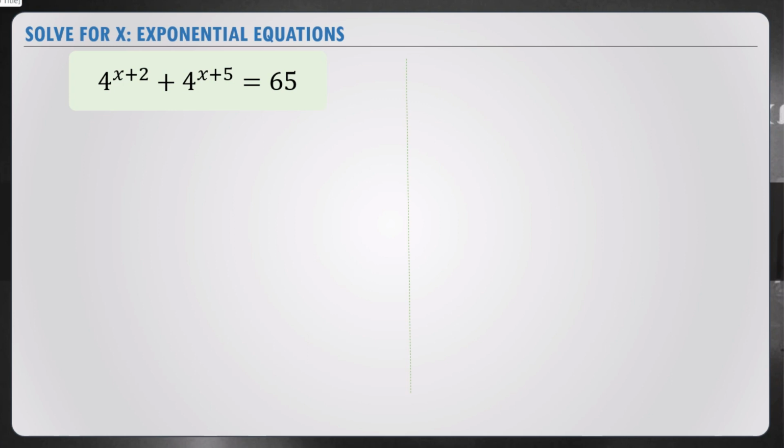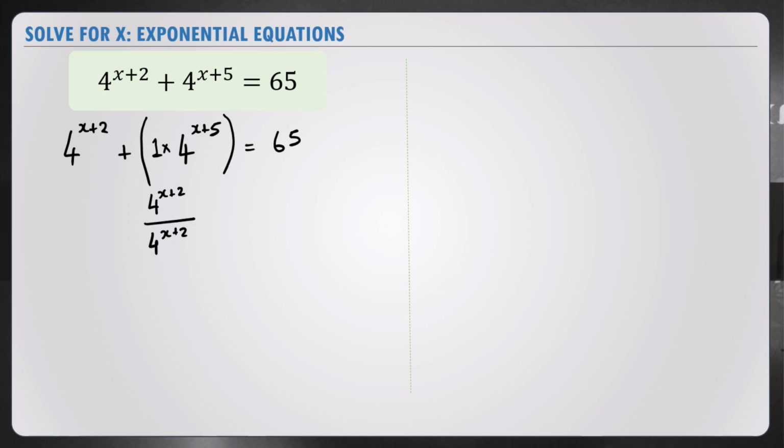Okay, let me just explain this to you. Let's write here 4 to the power of x plus 2 plus 4 to the power of x plus 5 is equal to 65. Now if I multiply this by 1 whole, it remains the same, right? Now the 1 whole I'm going to use here is 4 to the power of x plus 2 over 4 to the power of x plus 2 into 4 to the power of x plus 5.